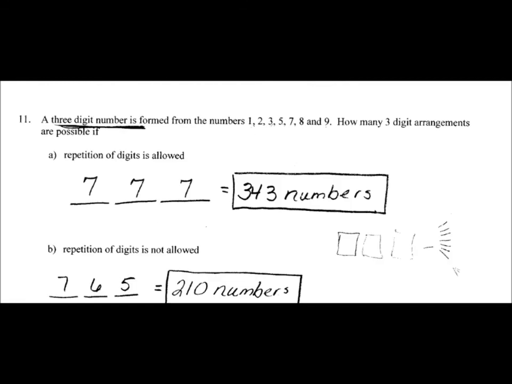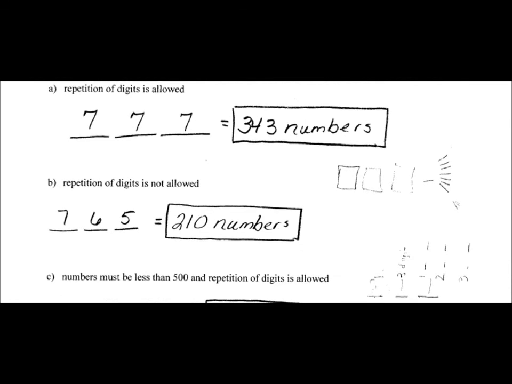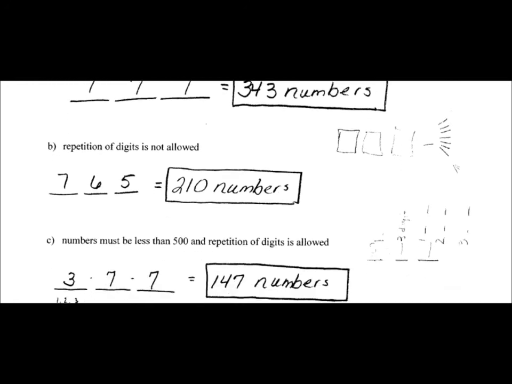Finally, on the last page of our notes here, we have a 3-digit number being formed by the digits 1, 2, 3, 5, 7, 8, 9. 7 digits. We want 3-digit arrangements. We see example A with repetition allowed, 343. B with no repetition allowed, 7 times 6 times 5, 210 numbers.